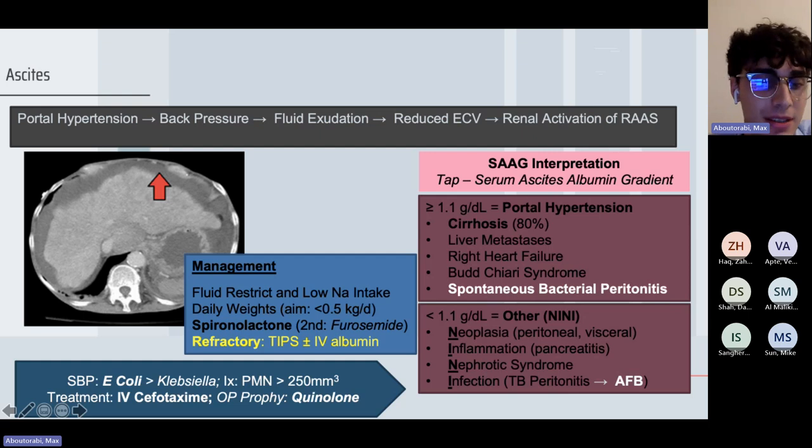And then one thing to consider in any patient who has ascites is something called spontaneous bacterial peritonitis, which is an infection of the ascitic fluid, and it's most commonly caused by E. coli. What will happen is you'll take a sample of the ascites, send it off to the microbiology lab, and they'll test it for any bacteria that could be causing it. And if they come back positive, your treatment will be IV cefotaxime or prophylactic quinolone.